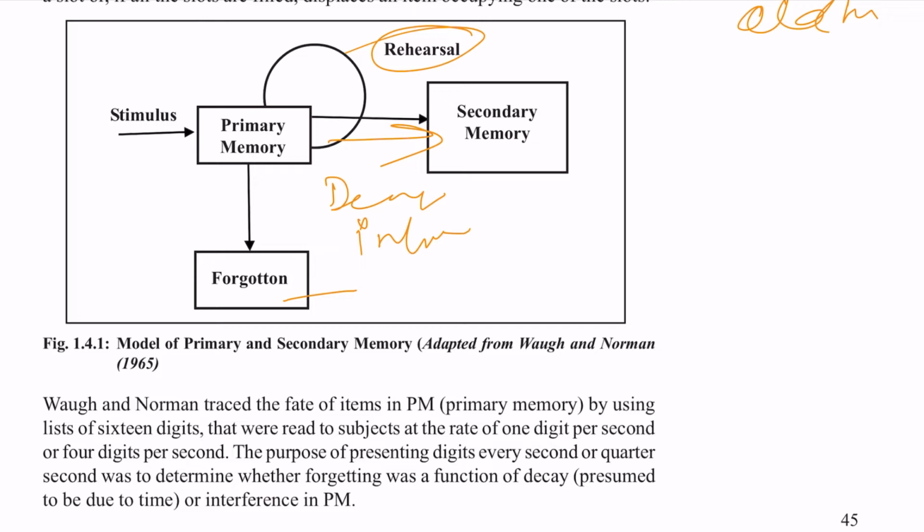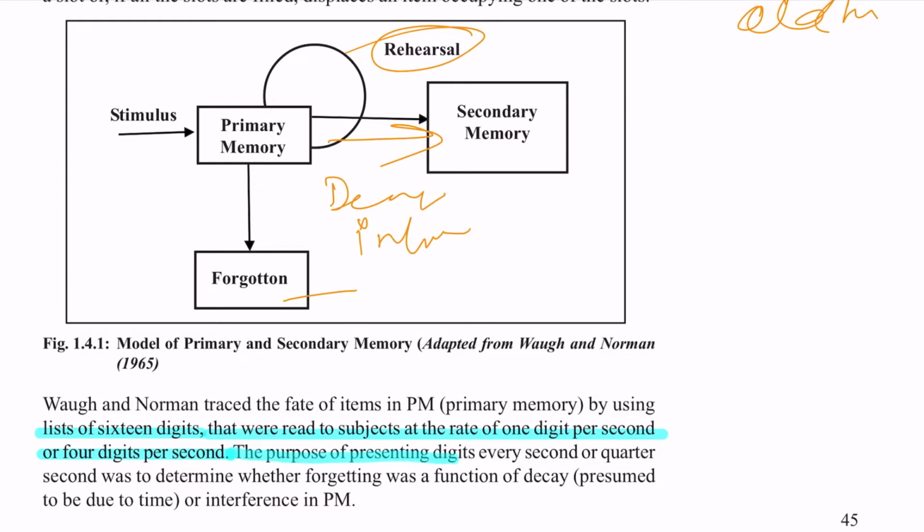They have taken a list of 16 digits to study the primary memory, and that was read to the subject at the rate of 1 digit per second or 4 digits per second. That is, either 1 digit per second or 4 digits per second. There are two ways to present the information to the subject, right?